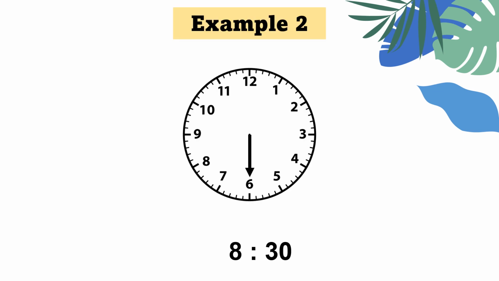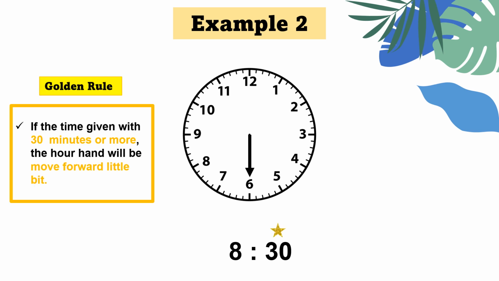For example 2, we're going to draw 8:30. The 8 hour, and the 30 minutes is already drawn for you. So there is a golden rule here. If the minute hand is 30 or more, the hour hand will be moved forward a little bit. So for 8 o'clock, we count 1, 2, 3, 4, 5, 6, 7, 8. The short hand will not point directly at 8, but will be moved forward a little bit between 8 and 9. So this is how you draw 8:30.